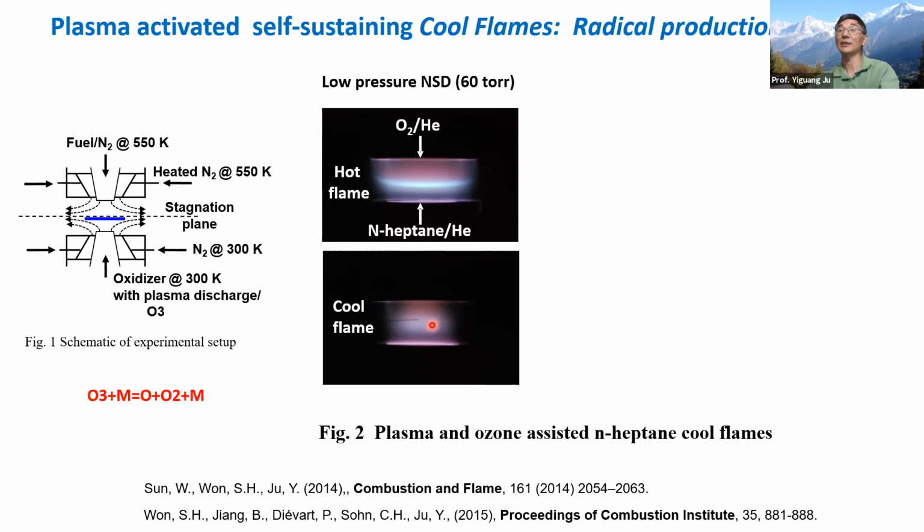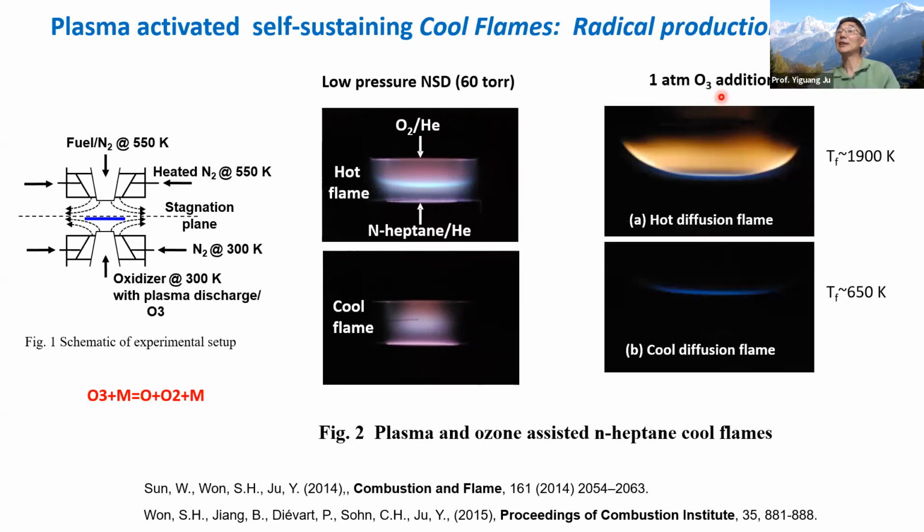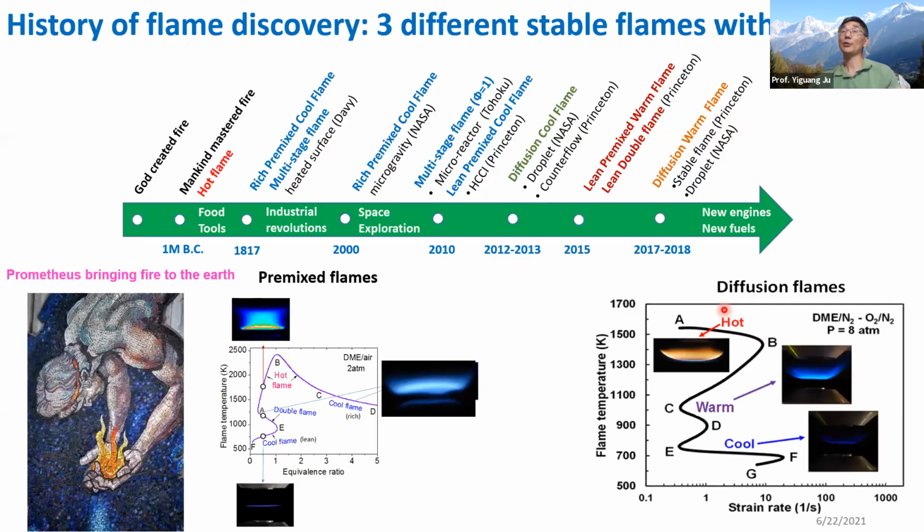bluish cool flame. And even with ozone addition, you can see a cool flame and a hot flame at the same experimental condition. So this dramatically proves the hypothesis that plasma can dramatically enhance low temperature combustion and intermediate temperature combustion. Experimentally shown. So with that, we just showed you yesterday.